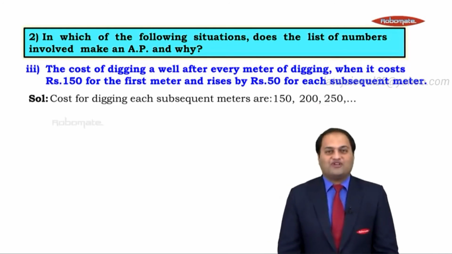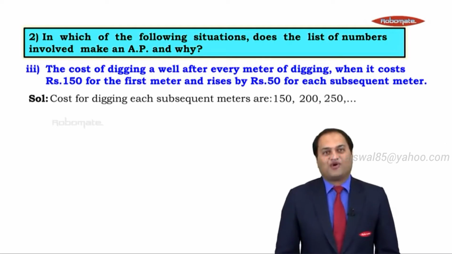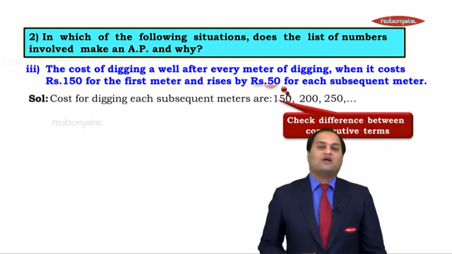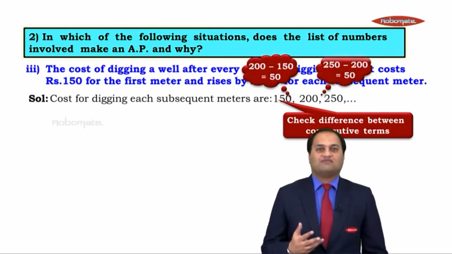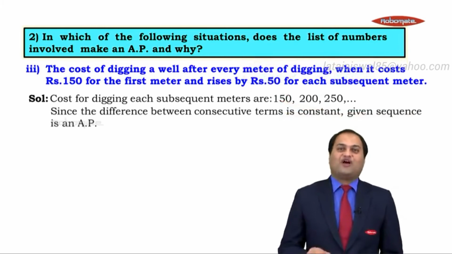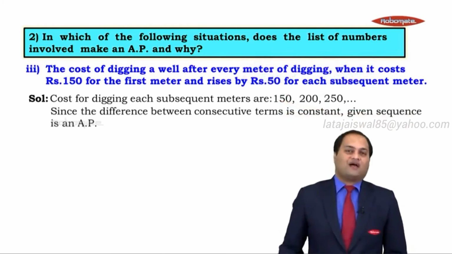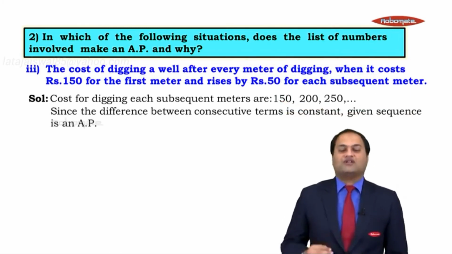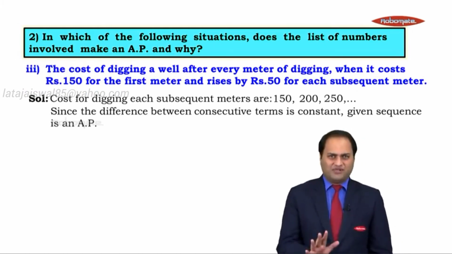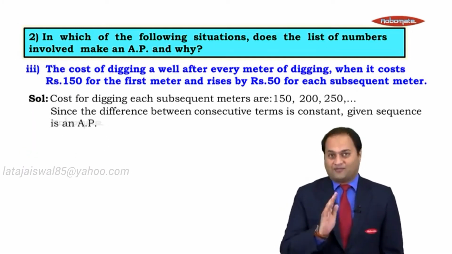What we need to do is find the difference between two consecutive terms. So let's find the difference between the consecutive terms. The difference is 50. The difference is 50. And because the difference is the same, we come to the conclusion that the given situation is definitely an AP, right? Simple. Let's move on to the next sum.